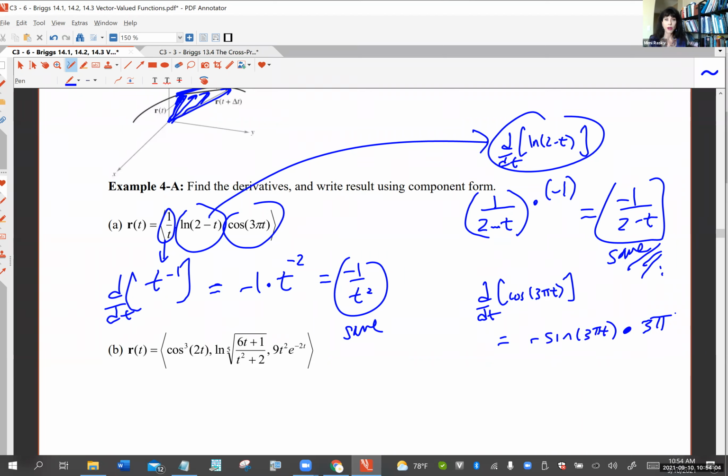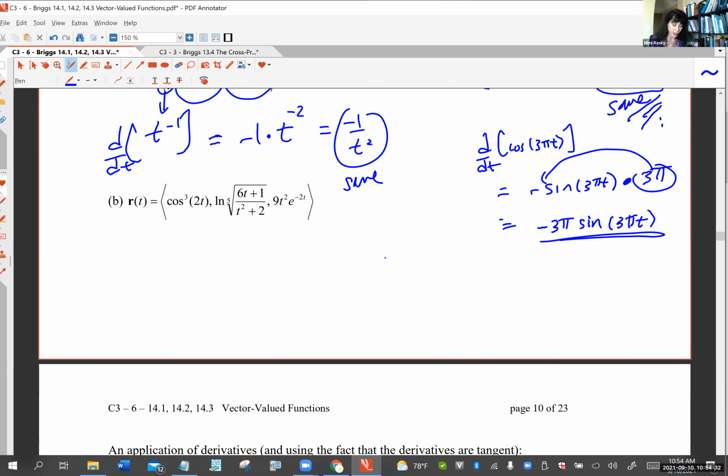And now to get full credit in my class, clean it up. I like your coefficients to go in front of any trig or exponentials or inverse trig functions, just so people who are reading it don't by accident think that that 3 pi is part of the argument of the sine. So here is that, and now you're able to put it together in one big old vector.